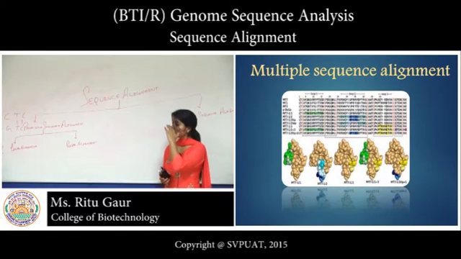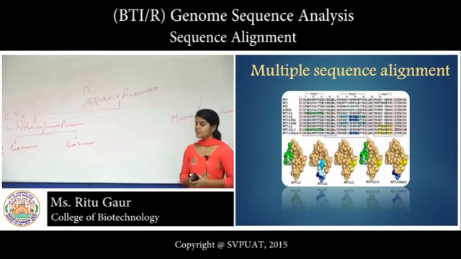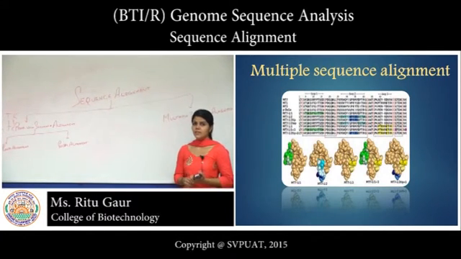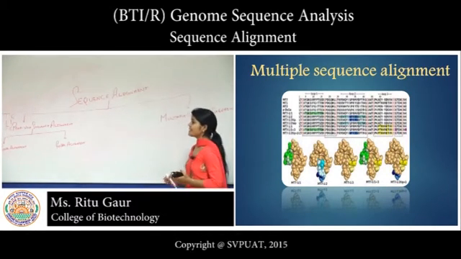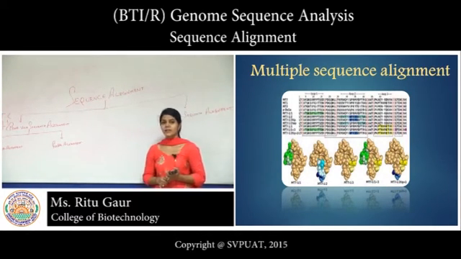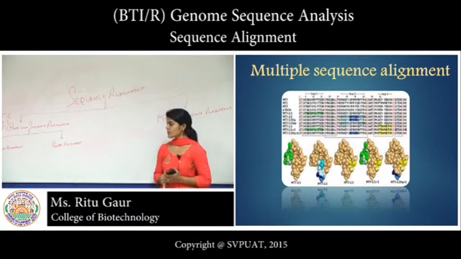What is BLAST? BLAST is the Basic Local Alignment Search Tool, which is mainly used to align two sequences. It can be a protein sequence or a nucleotide sequence. And the dynamic programming method is based on the Needleman-Wunsch algorithm and the Smith-Waterman algorithm.